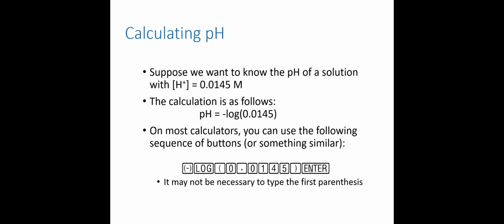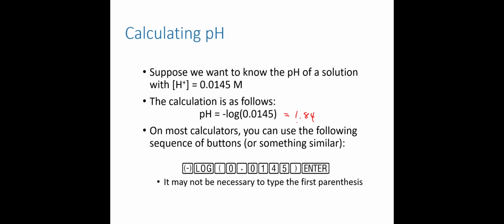So putting this in, I have negative log, and then I put in my number 0.0145, closing parenthesis. In my calculator, it gave me the opening parenthesis, and then I hit enter. And what I find here, after using the calculator, is that this gives me 1.84. We're not going to worry about the significant digits for logarithms. They're a bit complicated, so let's just say we'll go to the hundredths place for logs.